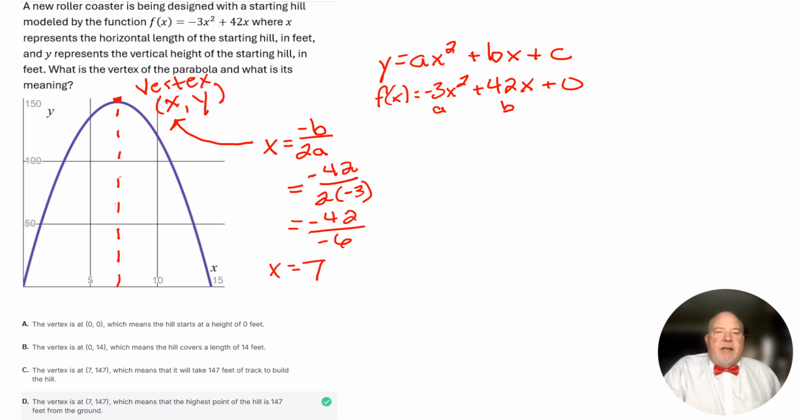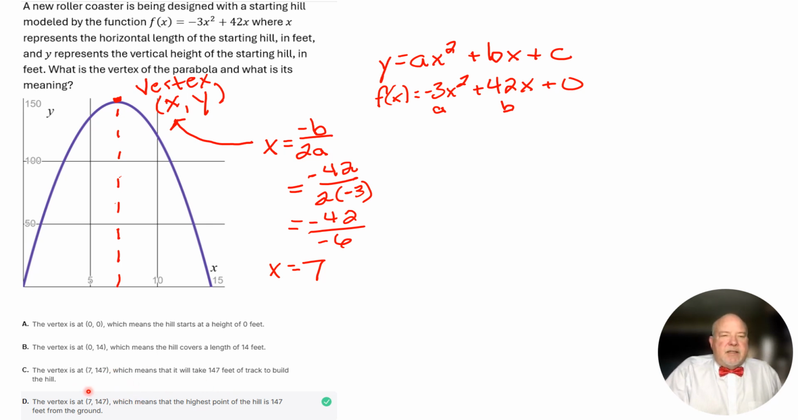Now, if you look at the answers, you don't have to do anything else. You don't need to find the y value, because for answers A and B, the x value of the vertex is 0. So that's not right. We know the x value is 7. And if we look at C and D, they have the same vertex coordinates, so that y comes out to 147. When we get done, I'll show you how to find the y value, but you don't need to do it here because those answers have the exact same y value. So we know that's it.